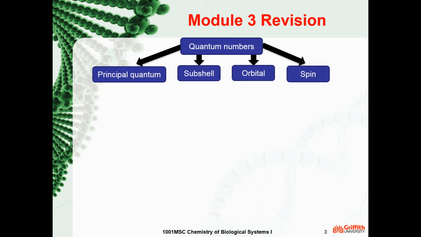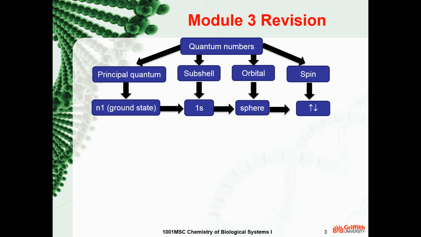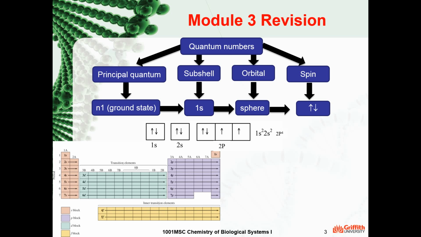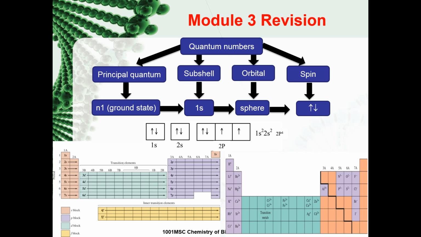The first energy level, N1, is called the ground state with one subshell, S. The shape of this subshell is a sphere, and the spin is represented by an up or down arrow. After that, we discussed the electron configuration and orbital diagrams, and the guidelines to fill in the energy levels. Following from here, we discussed the periodic table in terms of the electron structure and explained how elements are positioned in the periodic table. Finally, we discussed how you can use the periodic table to predict the charge for some Group A elements.